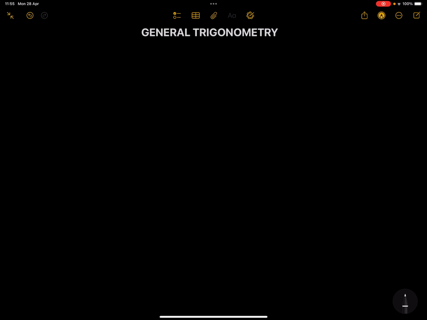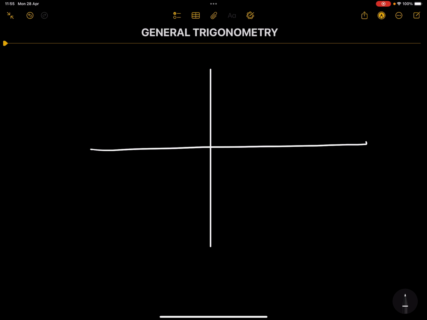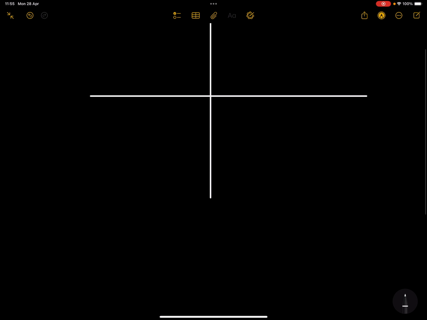Right, now I want us to look at general trigonometry today. And remember, we are looking at the Cartesian plane. Now remember, there are just a couple of things that I want you guys to be aware of when it comes to the Cartesian plane. So we know in this case, first of all, we've got three of our trig ratios. First of all, we've got sine of angle theta, which is y over r. Okay, so the sine of any angle is y over r.